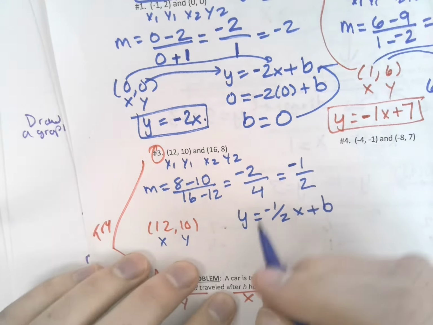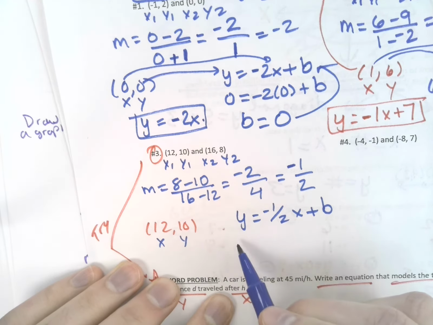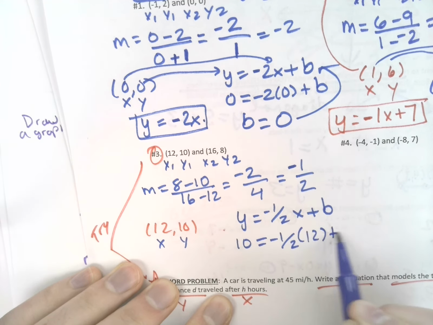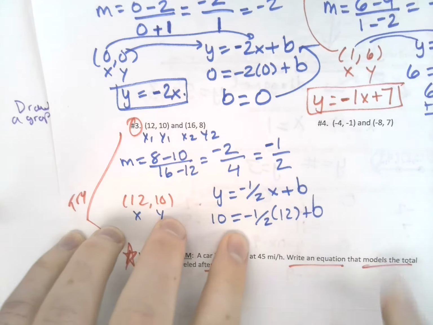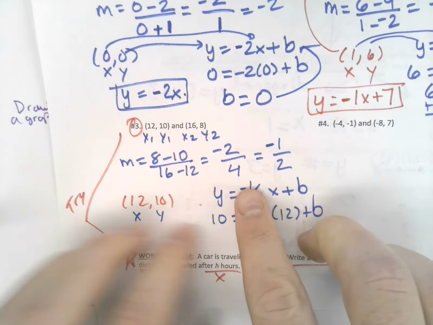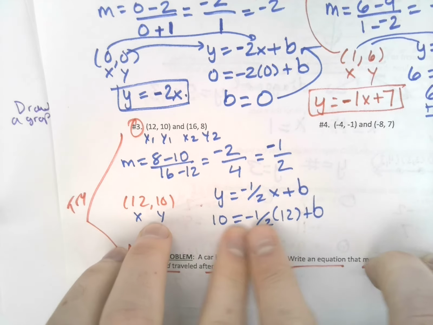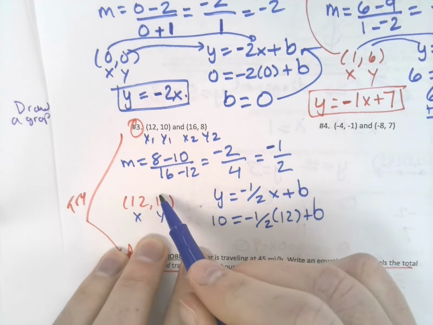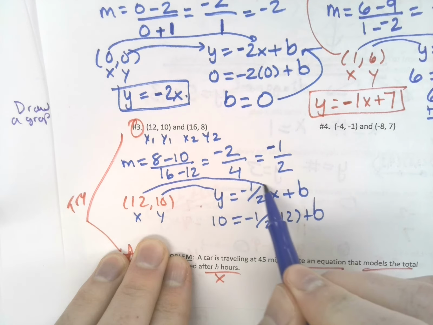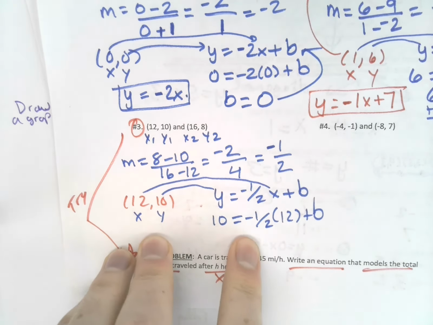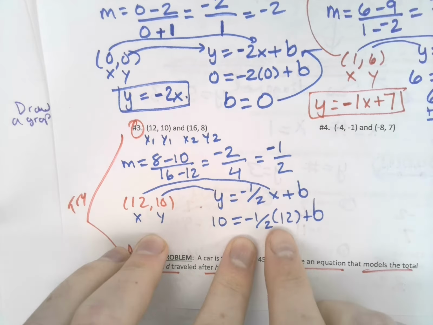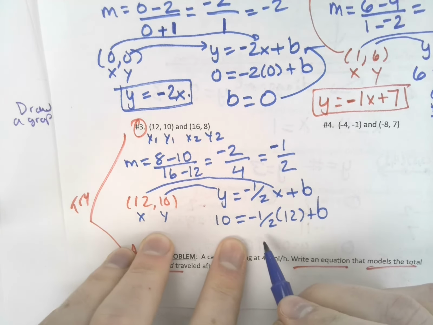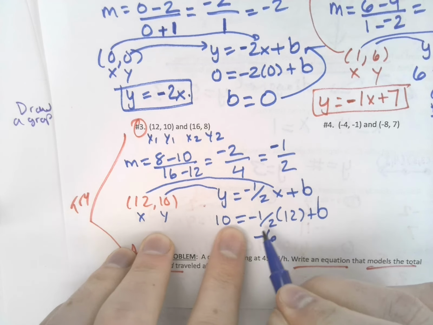All right, so if you want to see if you're doing these right, guys, here's what I did. I plugged in 12 and 10. So 12 goes in for x, 10 goes in for y. And the good news is this is a nice fraction. We're just cutting 12 in half and turning it negative. What's 12 cut in half? -6. Yep, because it's a negative.